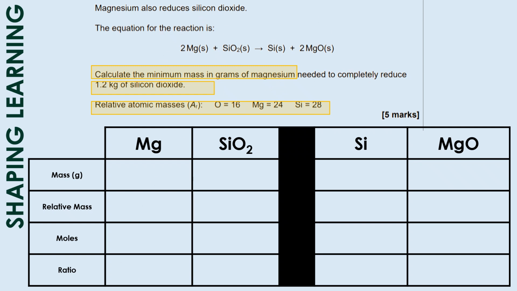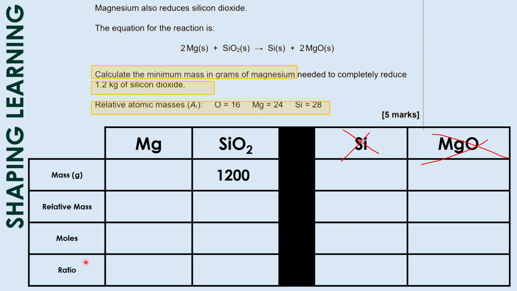So we're not looking again at anything to do with the silicon, or the magnesium oxide, we're just looking at this side. And that's not always going to be the case. Sometimes you'll be asked how much of this can be made, but in this case, we're looking again at the reactants. So let's put into our table what we've got. Well, we've got a mass of silicon dioxide. Again, it's in kilograms, so I've got to convert it into grams by timesing by 1,000.